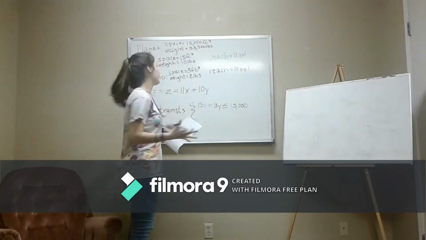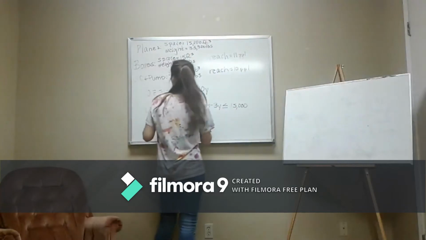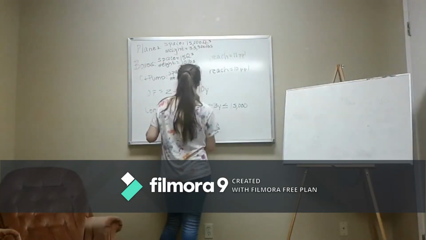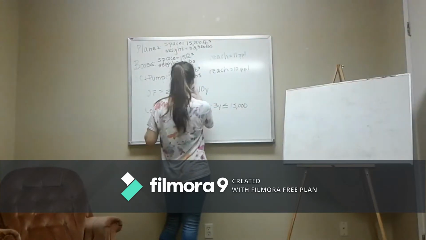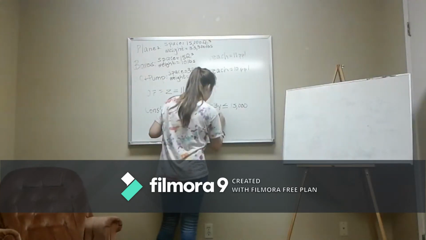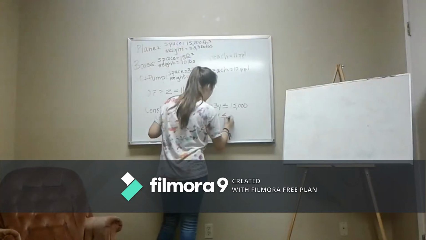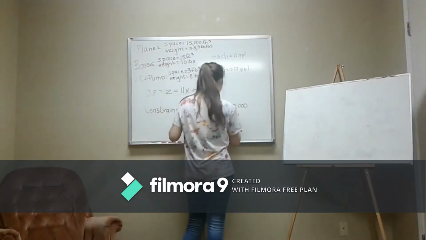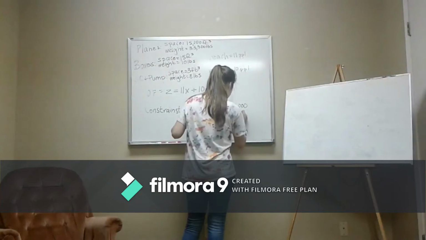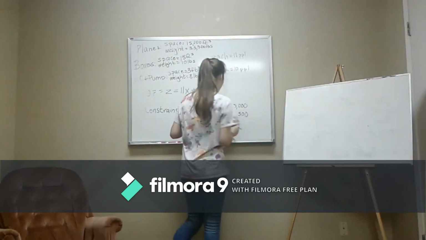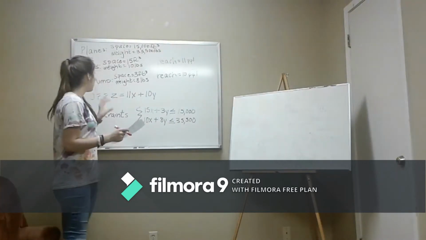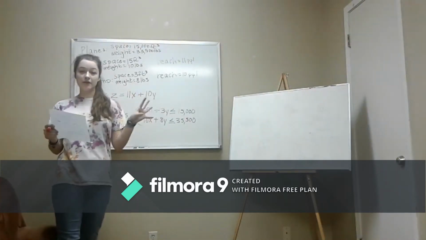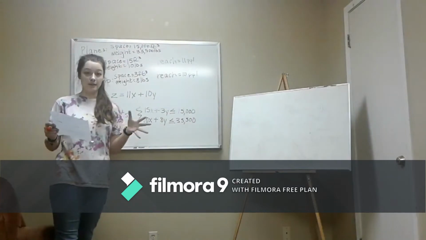Now, as for the weight that this plane can carry, the boxes each weigh 10 pounds. That will be 10x plus the weight of the soccer ball and pumps, which is 8 pounds, so it'll be 8y, is less than or equal to the weight that it can carry, which is 35,500 pounds. Now that we have all of our information, we're going to use our constraints to make a graph so we can see the maximum number of people that can be reached.